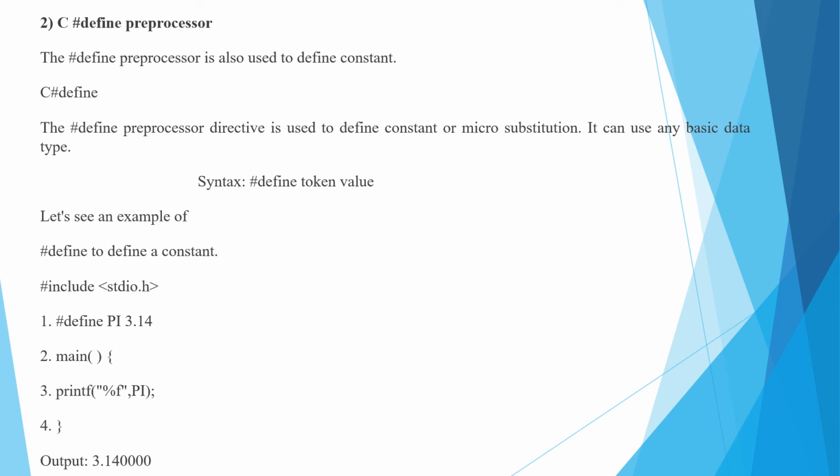Let's see an example of this #define preprocessor statement. #include <stdio.h> is a header file used in our C programming. #define PI 3.142 is the syntax of a #define preprocessor statement. PI is a token and 3.14 is the value of this token. Then the main function, then the print statement, then ending with the closing curly bracket. The output of this simple program is 3.14.